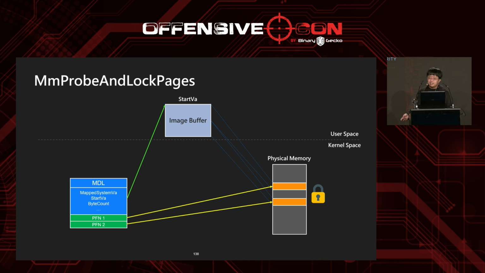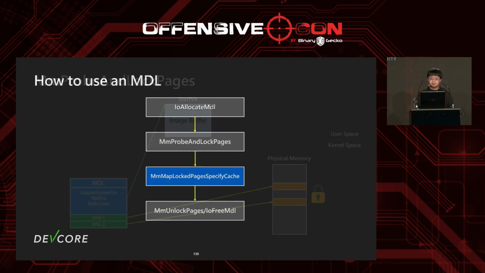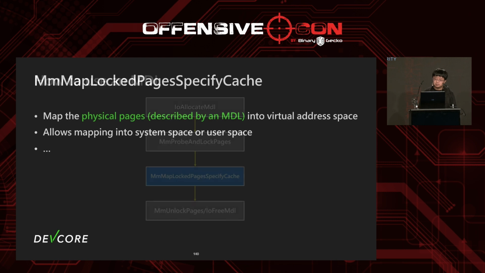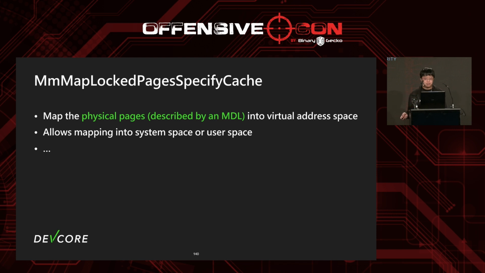This looks just like the diagram. Once MmProbeAndLockPages is called, it fills in the PFN array at the end of the MDL, and it also locks the pages in physical memory. Third, when the kernel needs to access the buffer, it will call MmMapLockedPagesSpecifyCache. In this function, it will map a new virtual address using the PFNs stored in the MDL.